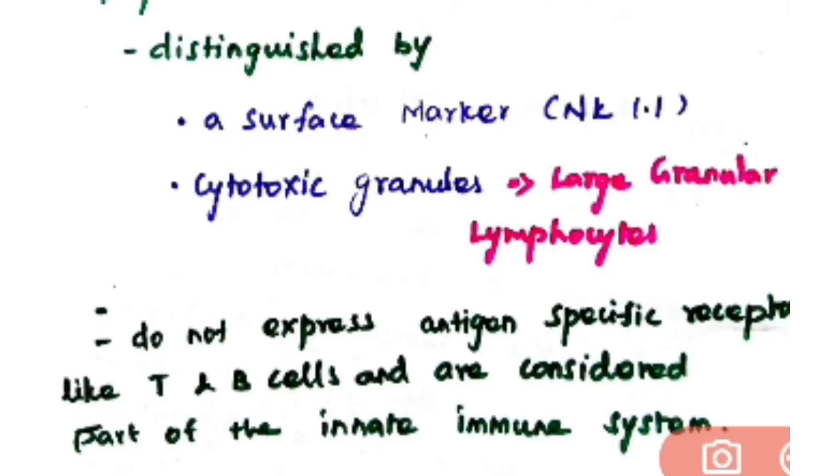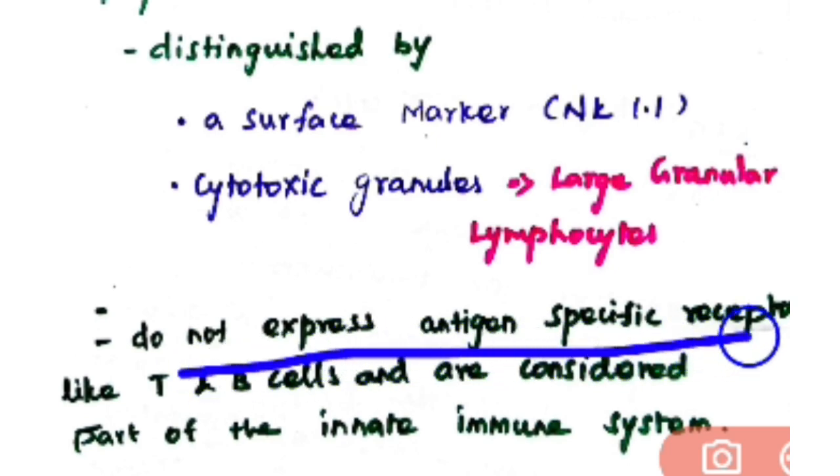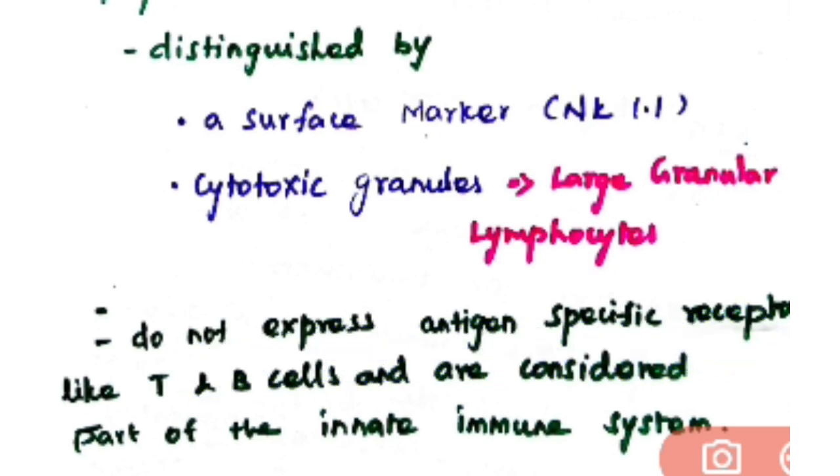Then these natural killer cells do not express antigen specific receptors. Okay, they express receptors but they won't express antigen specific receptors like T and B cells. So these are considered as part of the innate immune system. Innate immune system or non-specific immune system. So NK cells are considered as part of the innate immune system.